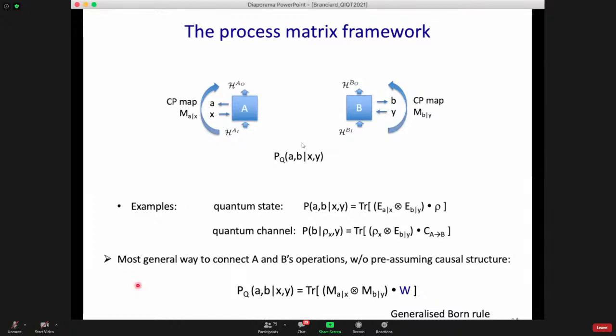So I just remove this arrow of time that would link, in general, the two operations of A and B. And I look at the general probabilities that could arise according to quantum theory after removing this arrow of time, this causal structure. Yeah, that's very interesting. Just note that there is still an arrow of time inside the boxes.